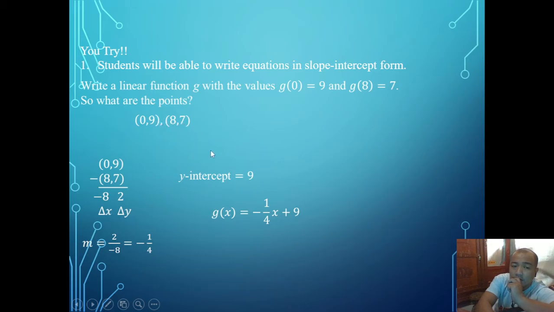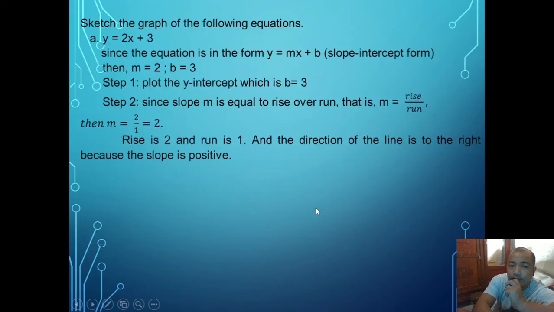Yes, 9 minus 7, 2, over 0 minus 8. 2 over negative 8, so negative 1/4. So the equation is y equals negative 1/4 x plus 9.